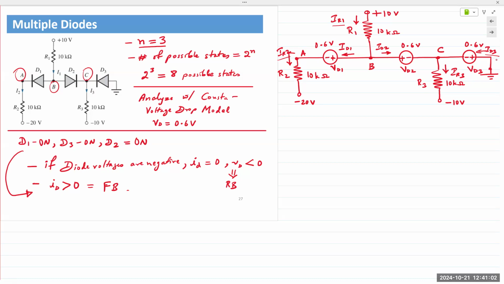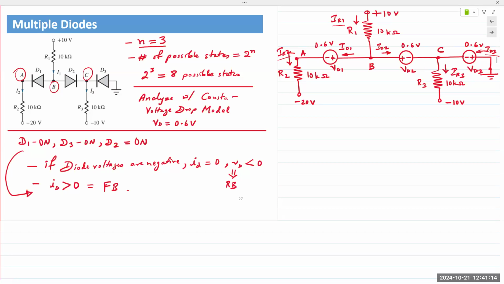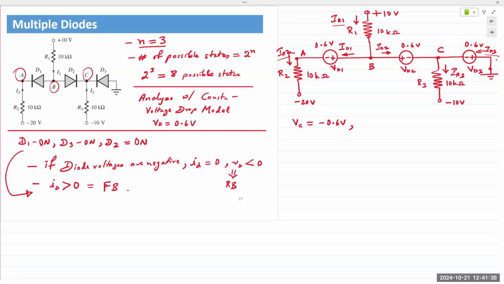The easiest and simplest one to identify is node C, right here. The reason is that one end of the diode is connected directly to ground. So node VC, when measured with respect to ground, would simply be minus 0.6 volts, right? Node voltages are measured with reference to ground right here on the right side. And so if there is a voltage connected directly to ground, we can simply write VC as minus 0.6 volts.